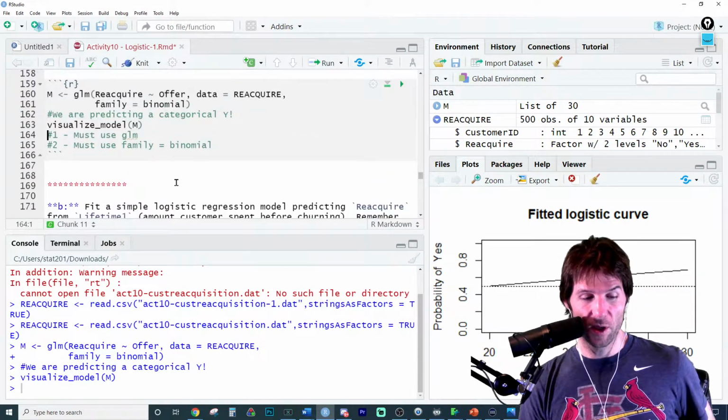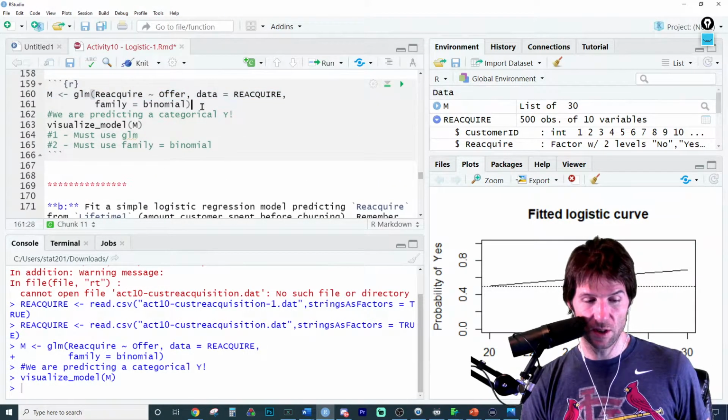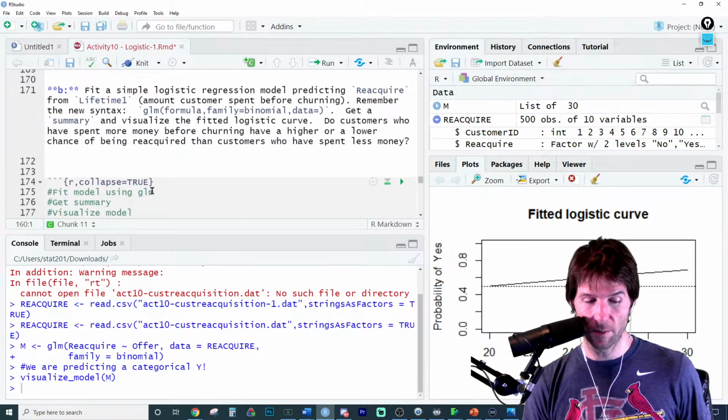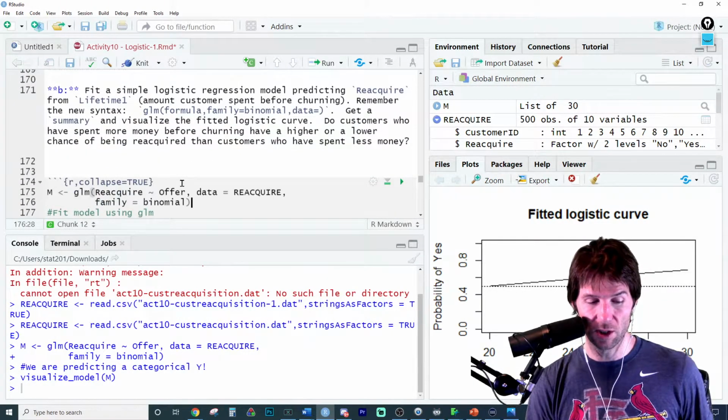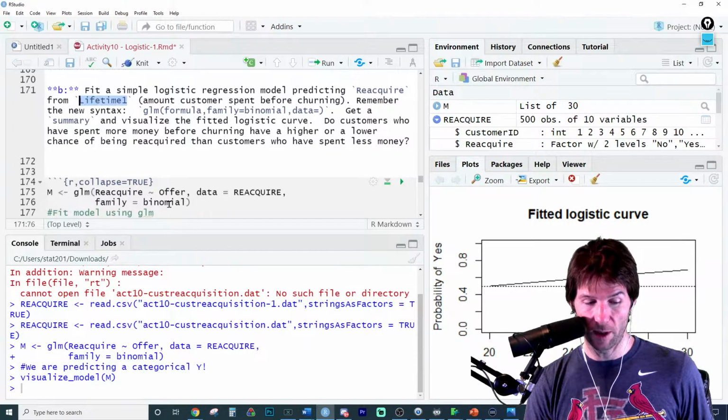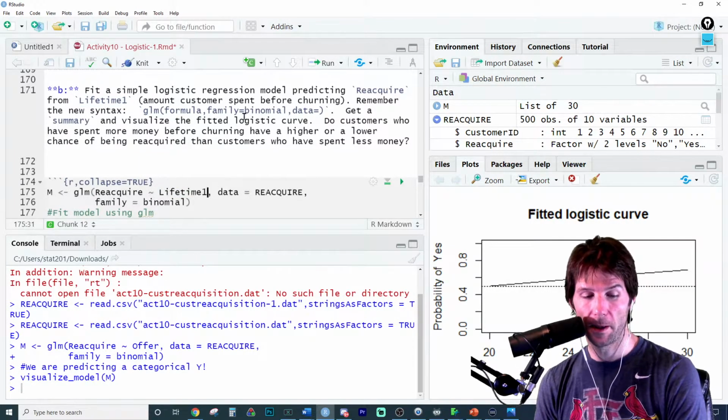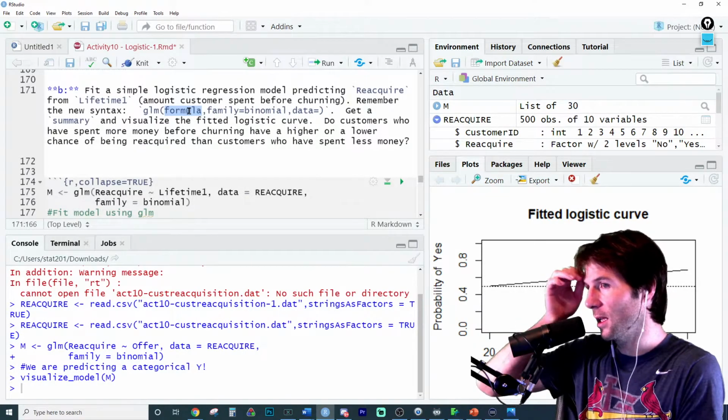Fit a model predicting reacquire from lifetime 1. Let's just take our model right here. Y tilde X comma data equals. And make sure to use that GLM. Let's go here and grab lifetime 1, drop it in there. And there's the whole format right there telling you what to do. The formula is just the Y tilde X comma data equals.